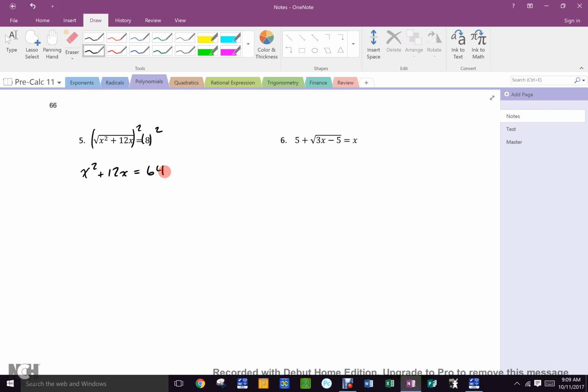What do I do now? x squared plus 12x minus 64 equals what? 0. Now what? Factor, factor, factor. I need numbers that multiply to negative 64 and add to 12. What are they? Negative 4, positive 16.